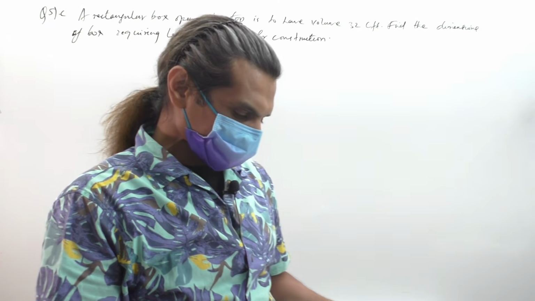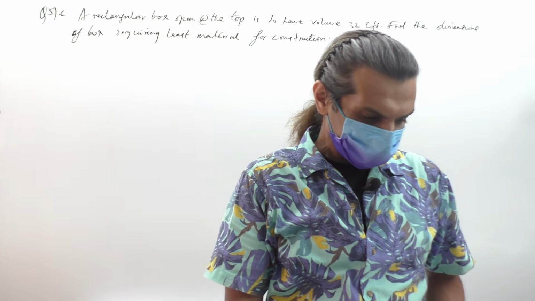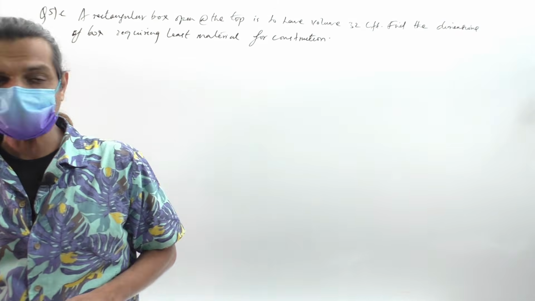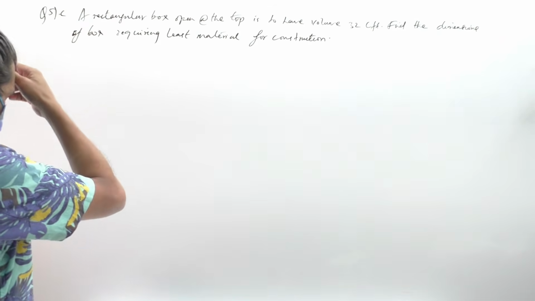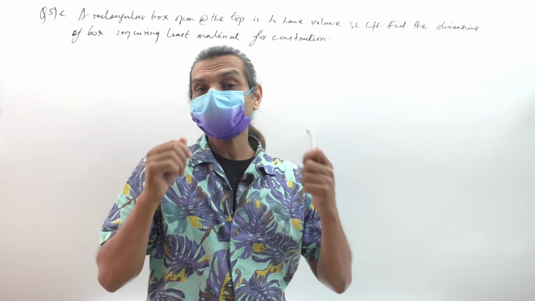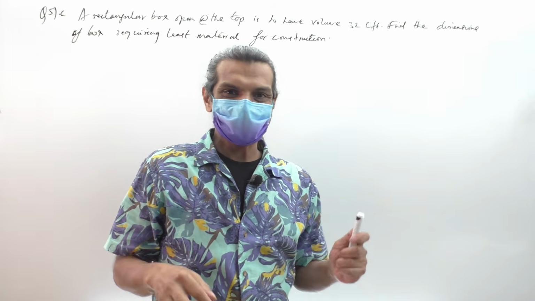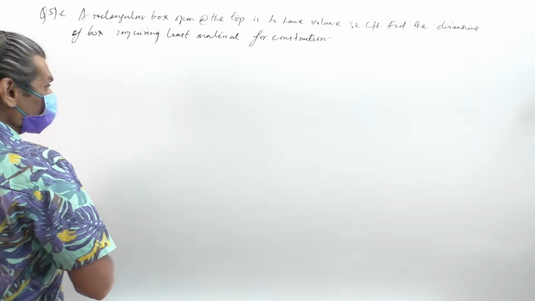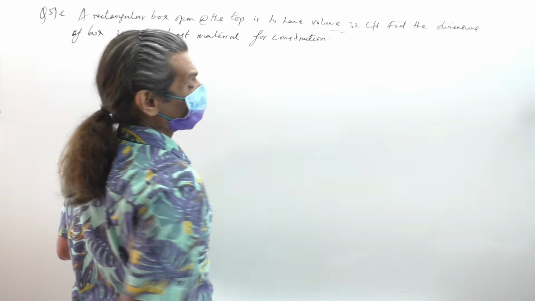Least material for construction. This is a classic example of Lagrange's multipliers to find the maximum, meaning of two variables. Let's analyze this question. For Lagrange's method of multipliers, they need to give two values, that is a function and a condition. The condition is already given here: the volume is equal to 32.